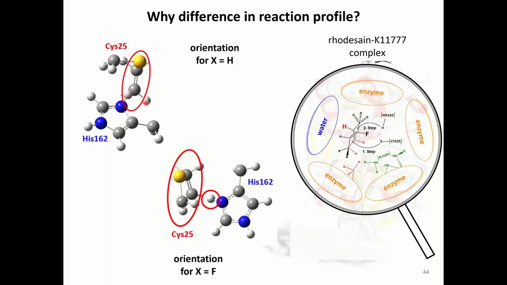This looks quite okay. Now, if you go to the orientation for the fluorine, you see that both the cysteine and the histidine hamper each other to some extent. And also you see that the orientation of the cysteine, the attack of the cysteine, is not as good as it was before. So we had the feeling that perhaps this really changed the reaction path.